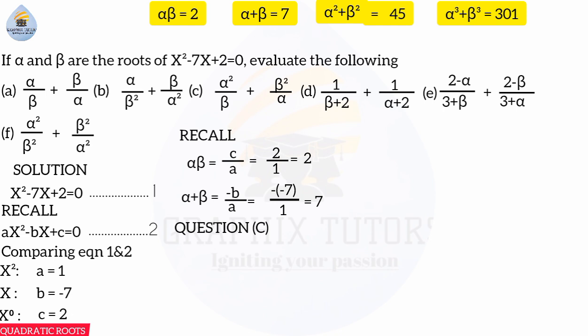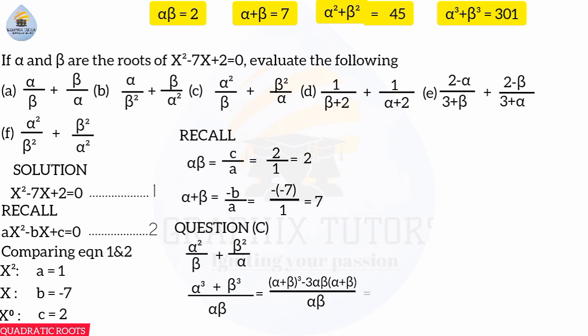Question C is telling me alpha square over beta plus beta square over alpha, right? So when you look for the LCM again, you'll have alpha beta under. And when you use alpha to multiply alpha square, you'll have alpha cube, plus you use beta to multiply beta square, you'll have beta cube. And this will now give me the relationship of alpha cube plus beta cube. That is alpha plus beta all cube minus 3 alpha beta in bracket alpha plus beta, right? Or what we did earlier, all over alpha plus beta.